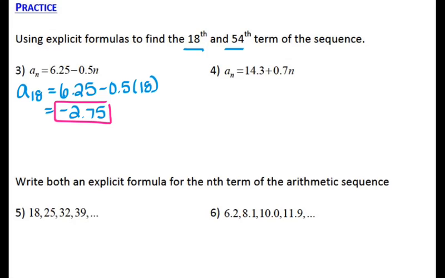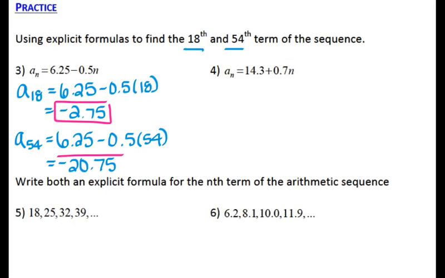And then for the 54th term, I'm doing the same thing, except now I am plugging in 54 for n. So again, n represents that term number, so whatever term you're trying to find, that is what you are plugging in for n, and that gives us negative 20.75. I'm not going to do number 4, that you can try on your own.